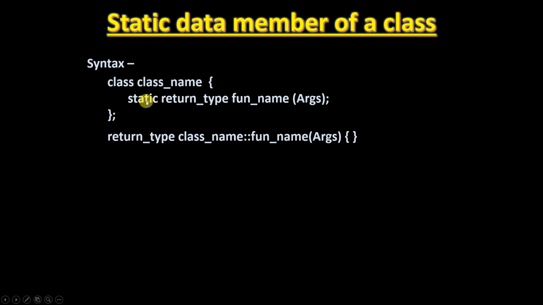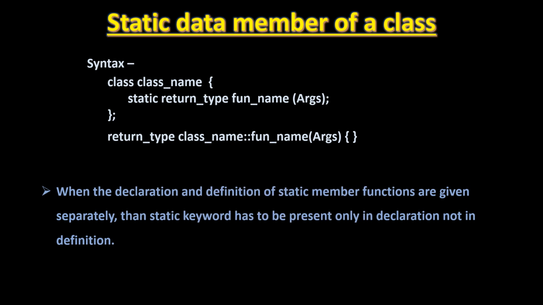Whenever you are giving the declaration and definition of the static member function separately, like the declaration inside the class and the definition outside the class, don't give the static keyword outside when you are giving the definition. Okay, so this keyword has to be present only in the declaration, not in the definition.